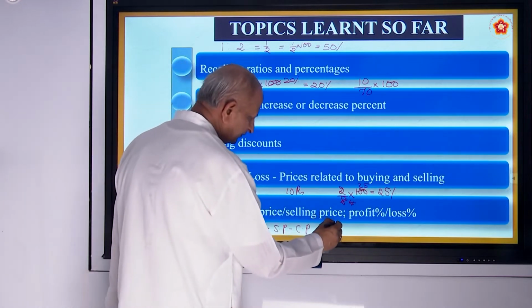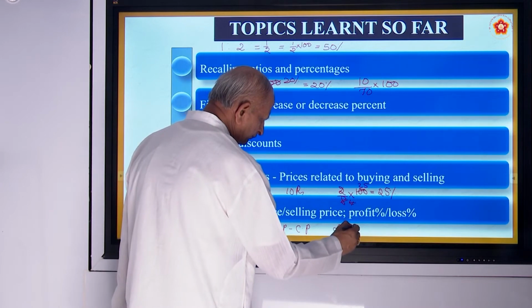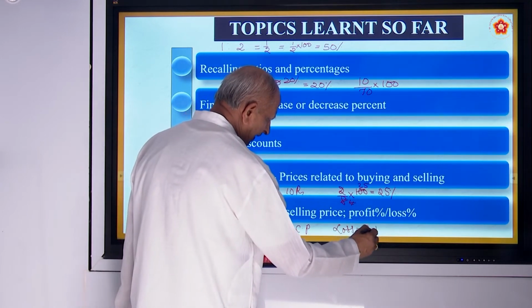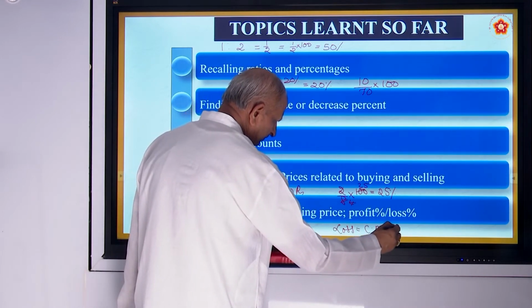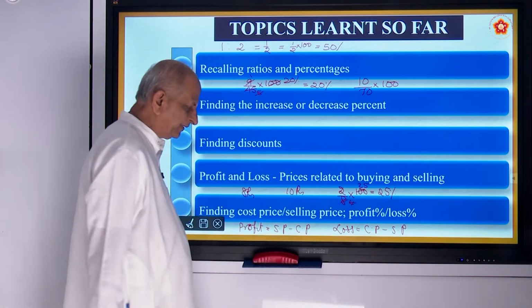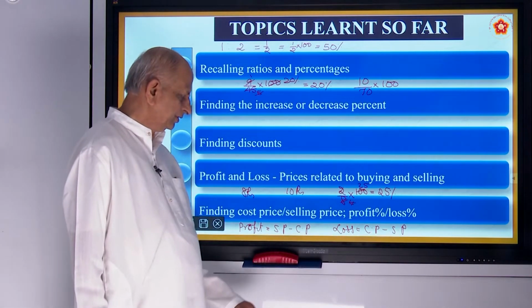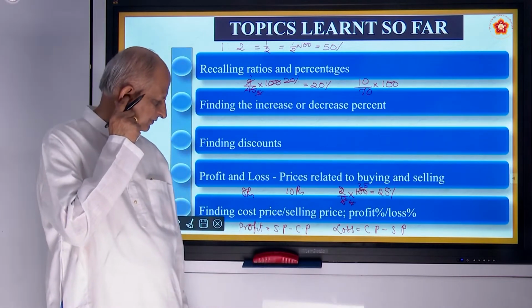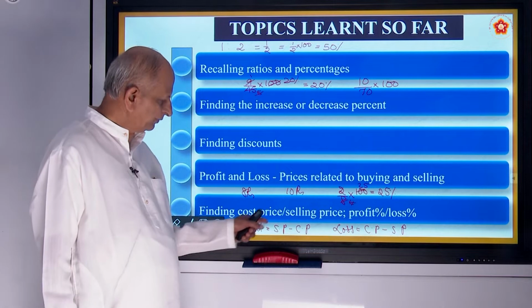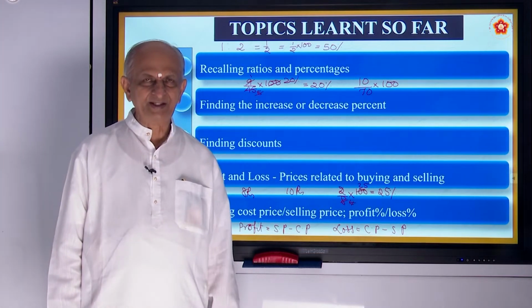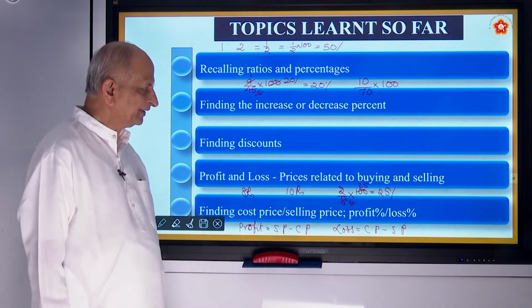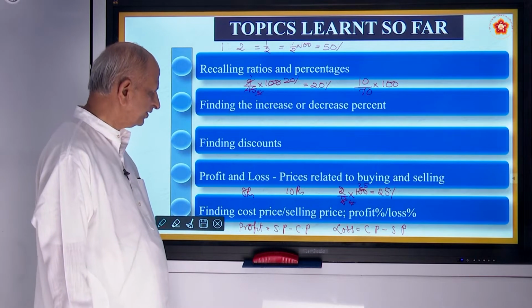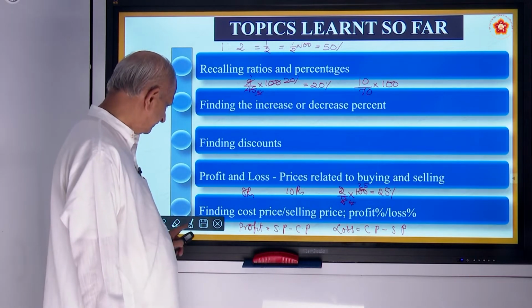And loss means, usually it will not happen, but under special circumstances it may happen. If the cost price minus selling price, that will be the loss. Similarly, if you convert into 100, it becomes percent profit or percent loss. So these are the things we have studied in the previous class.